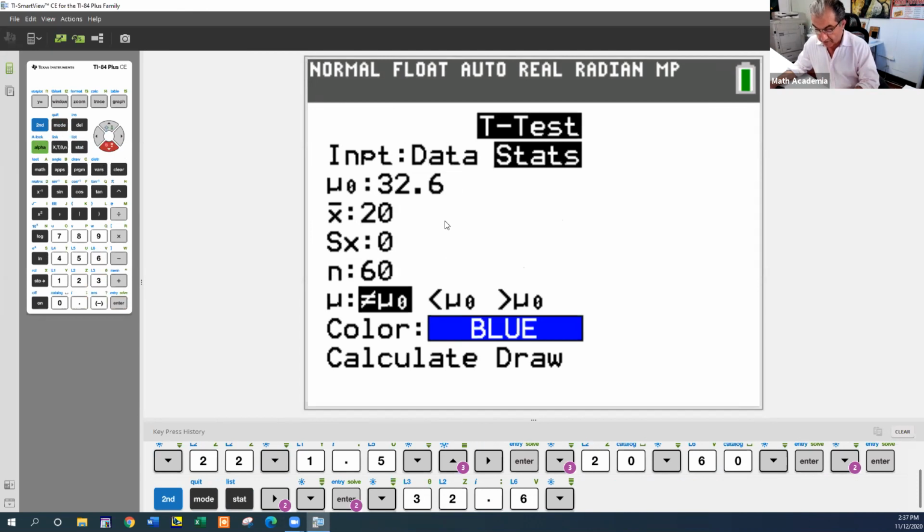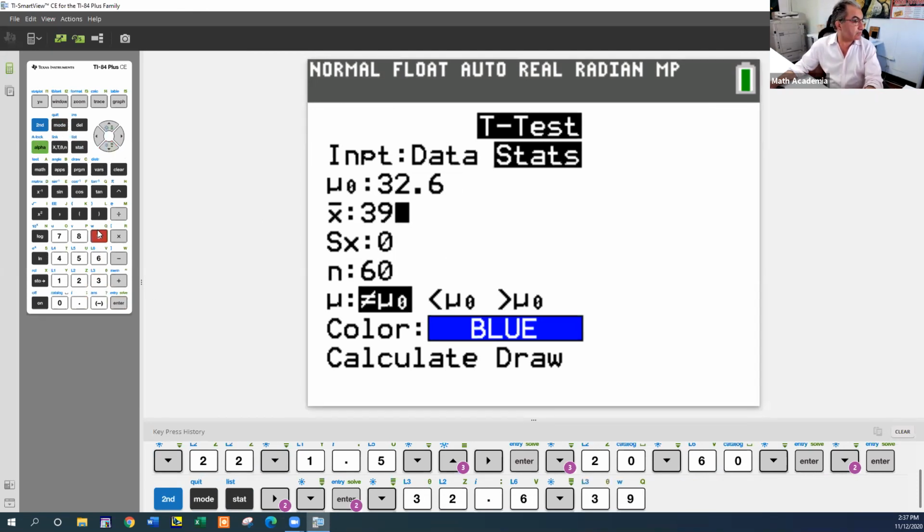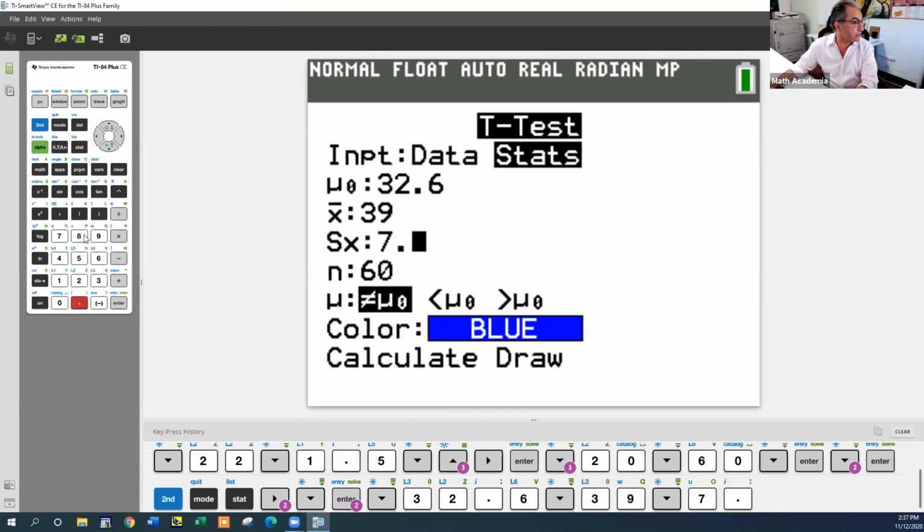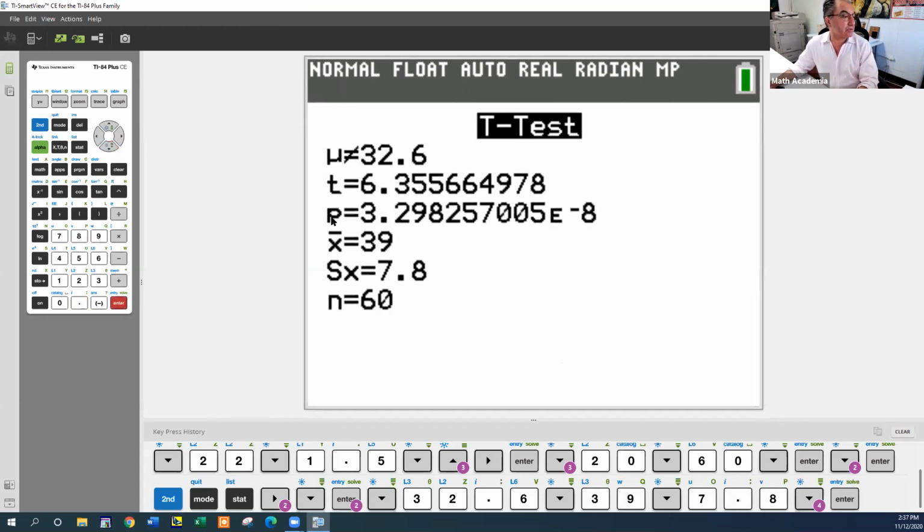X bar was given to be 39. Sx is the sample standard deviation. That was S, which is 7.8. And check H1, it says not equal to. Let's calculate and compare the answers. So 3.29, and when we did the calculations, we got 3.18. Maybe I put something wrong. Let me double check.